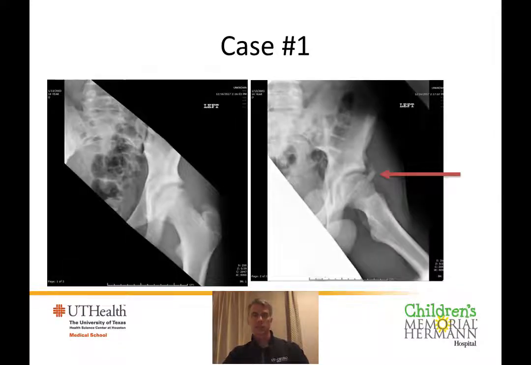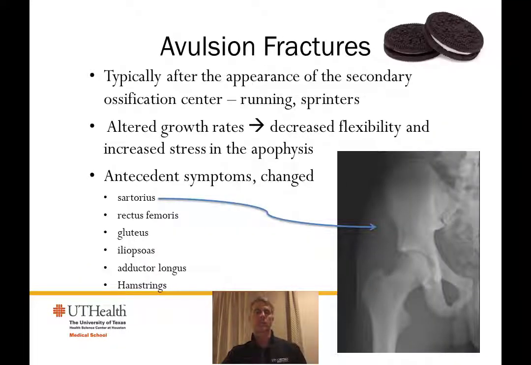A couple of x-rays here with an arrow for you, and there is a piece of bone, a fragment right there on the right image that you can see that's not in the correct spot, and it's known as an avulsion fracture. So I think of these in the growing athlete as an Oreo cookie with bone, and cartilage of the growth plate in between it. And it's typically after the appearance of the secondary ossification centers, and that's usually in adolescence.